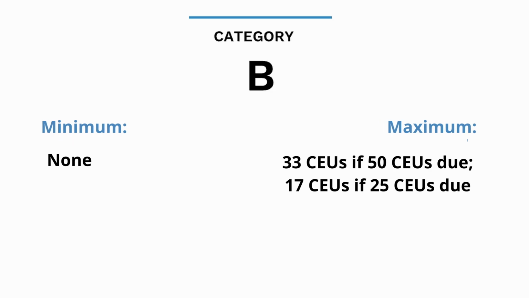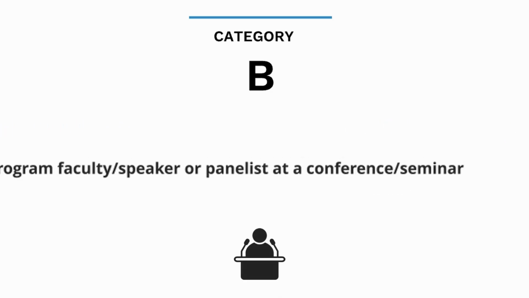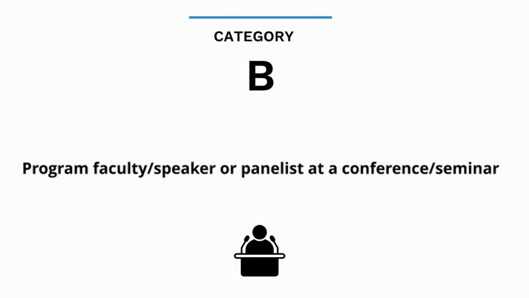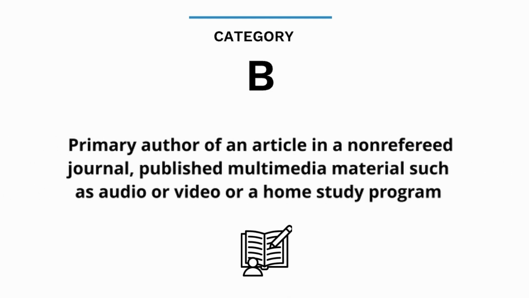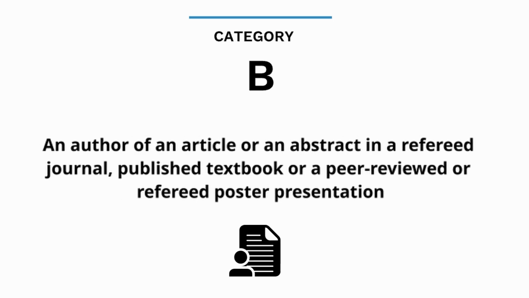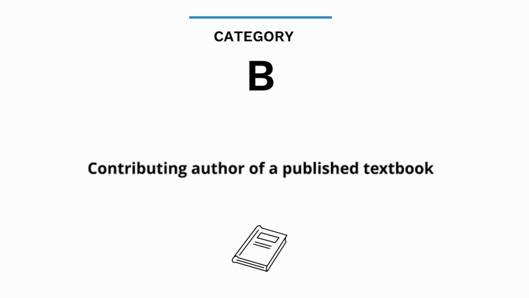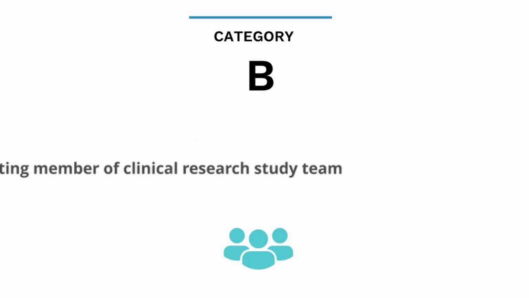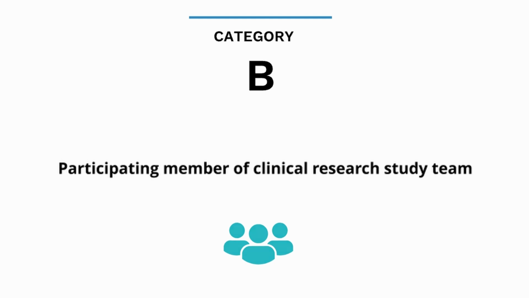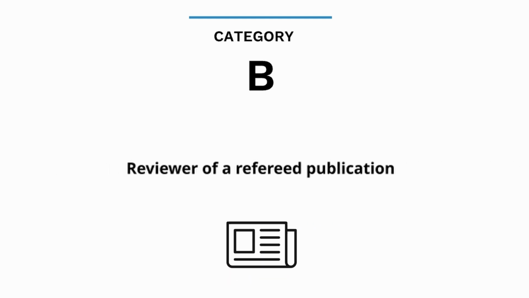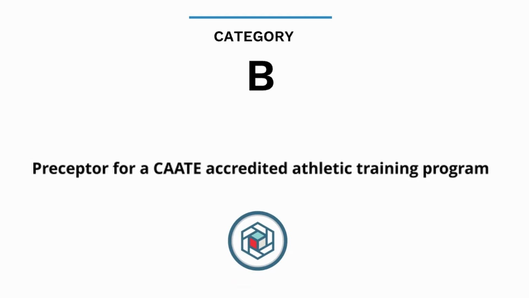Category B programs can include the following: program faculty, speaker, or panelist at a conference or seminar, primary author of an article in a non-refereed journal, published multimedia material such as audio or video or a home study program, an author of an article or an abstract in a refereed journal, published textbook or a peer-reviewed or refereed poster presentation, contributing author of a published textbook, participating member of a clinical research study team, reviewer of a refereed publication, exam item writers, and preceptor for a CAATE accredited athletic training program.